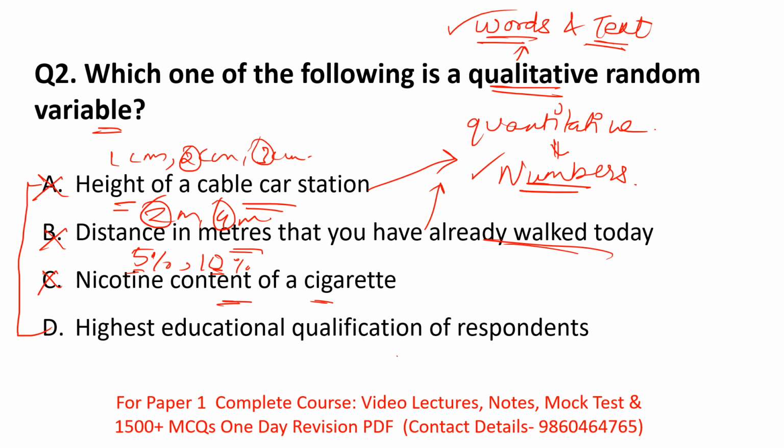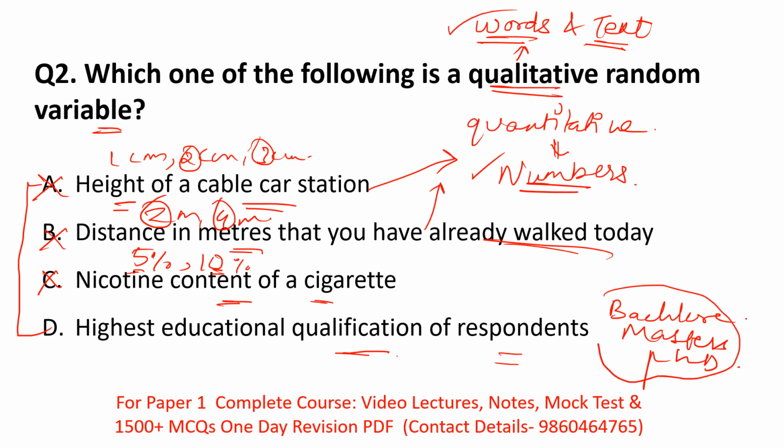Then option D, highest education qualification of a respondent. Suppose you are doing your research and you ask your respondent what is your highest education qualification. Here you will get your answer in the form of words and text. Like someone says I did bachelor's, someone says I did master's, someone says I did PhD. So here you are getting your answer in the form of words. That means it is related to a qualitative variable because it is describing their quality of education. That's why the correct option is option D, highest educational qualification of a respondent.